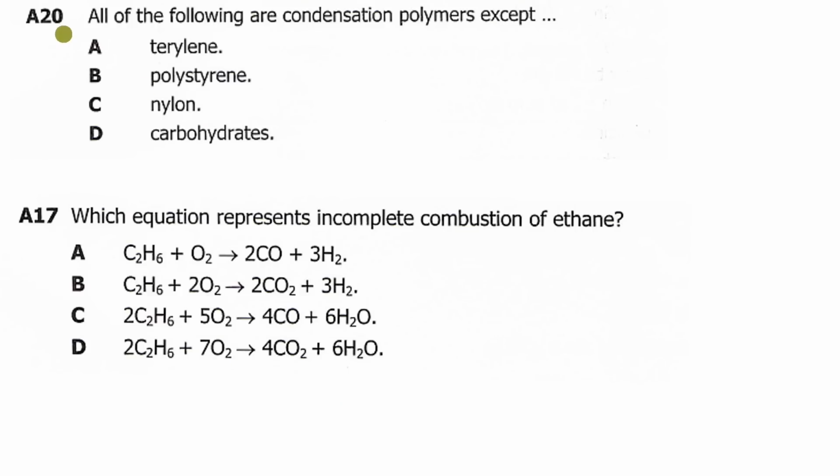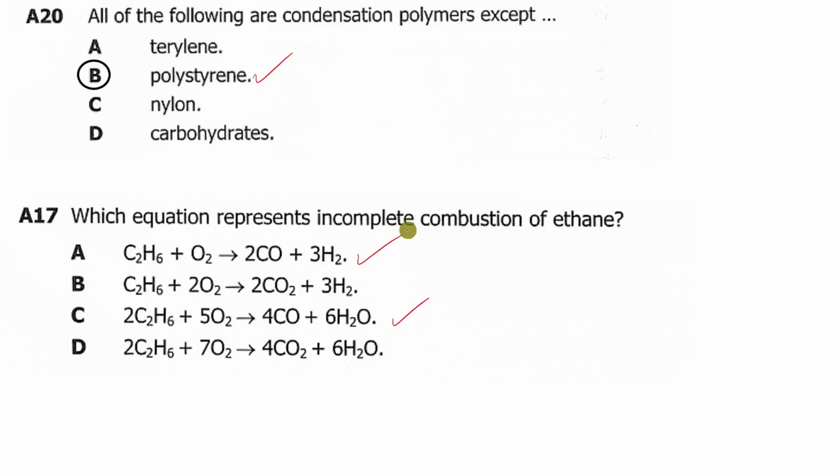We move to 20. All of the following are condensation polymers except. So condensation polymer except this one here, polystyrene. Then 17, which equation represents incomplete combustion of ethane? So incomplete combustion will have carbon monoxide. So there's this one and this one here.